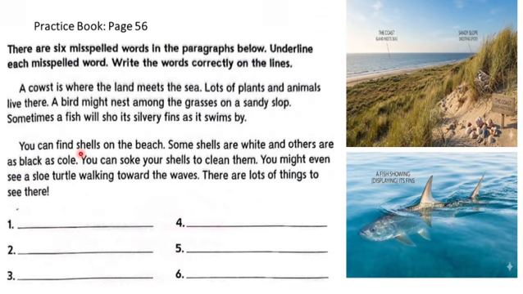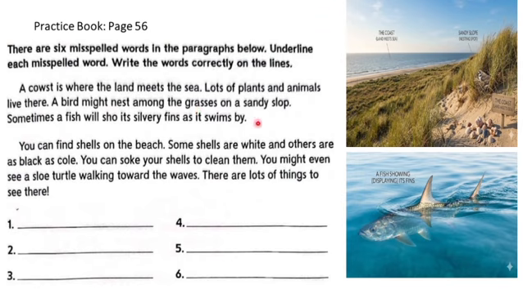Let's start with the first paragraph. A coast is where the land meets the sea. So this is the coast. The coast is the place where the land, this is the land, meets the sea. Lots of plants and animals live there. We can see there a lot of plants and animals. A bird might nest among the grasses on a sandy slope.